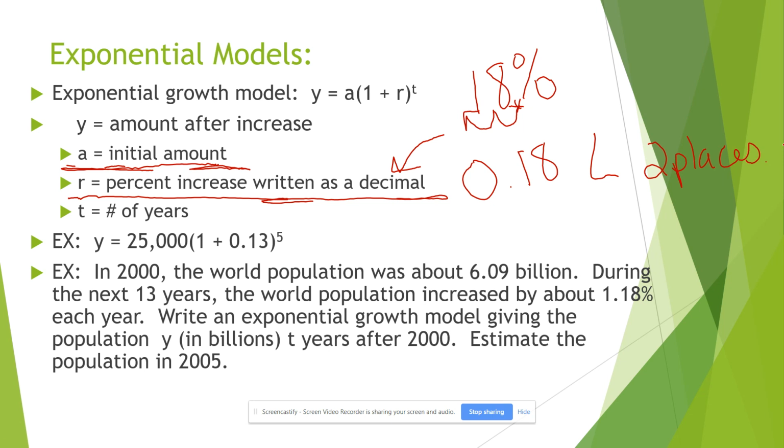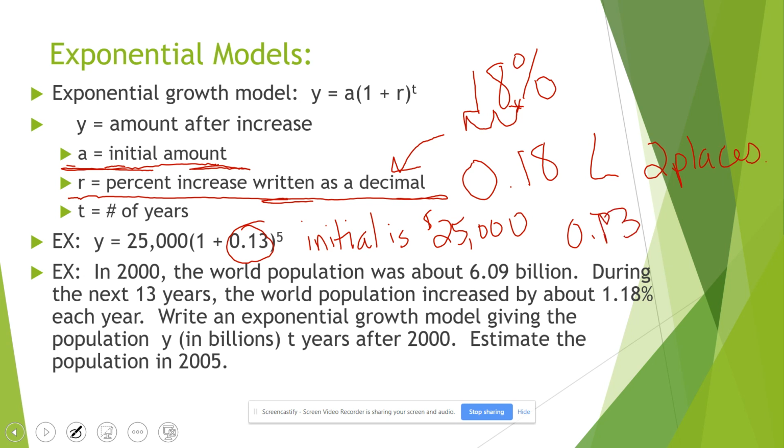So let's take a look at this example. So the initial amount that we are investing is $25,000. Our percent increase, remember you take that 0.13 and move the decimal the opposite direction to get the percent, and that's 13%. So our initial investment is $25,000. It's gaining 13% annually, and 5 is the number of years that we're going to leave it in for.